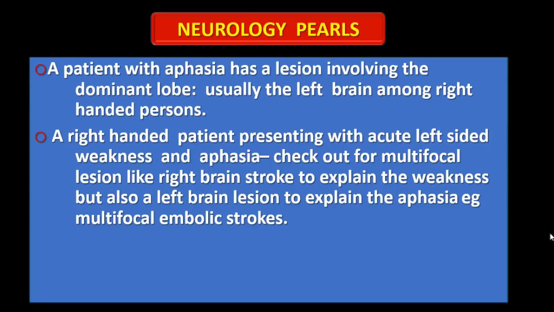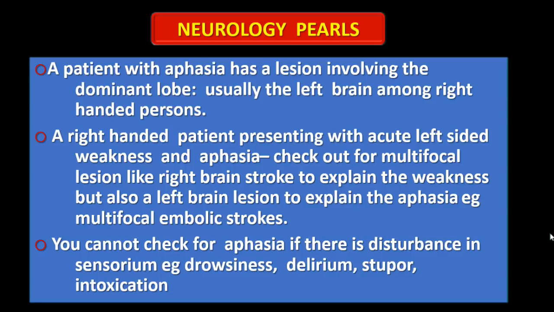But then, how could you explain the aphasia? This is a right-handed guy, so you would think that there's also a left brain lesion. You have to think about multifocal lesions like an embolic stroke, wherein emboli can be thrown to both hemispheres, left and right. And number 3, you cannot check for aphasia if there is disturbance in sensorium, that is, if the patient is drowsy, delirious, or intoxicated. You can't say they're aphasic, because you need an intact sensorium in order to label a patient as having aphasia or not, or impaired language function or not.